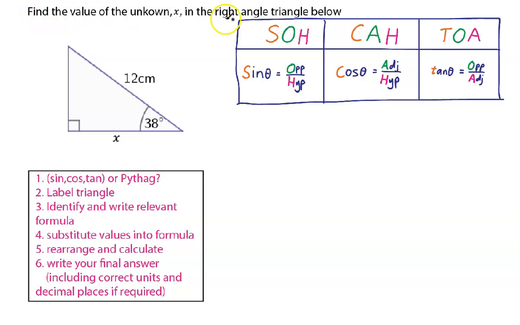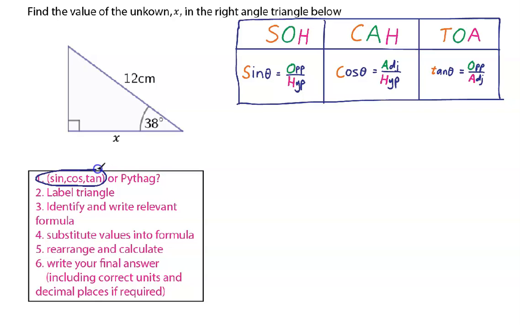Find the value of the unknown x in the right angle triangle below. We have 12 centimeters on the diagonal and x, and we've been given an angle of 38 degrees. Should we use sine, cos, or tan, or should we use Pythagoras' theorem? To use Pythagoras' theorem, we need two sides to be given to us, which we don't have. So it's going to have to be something else.